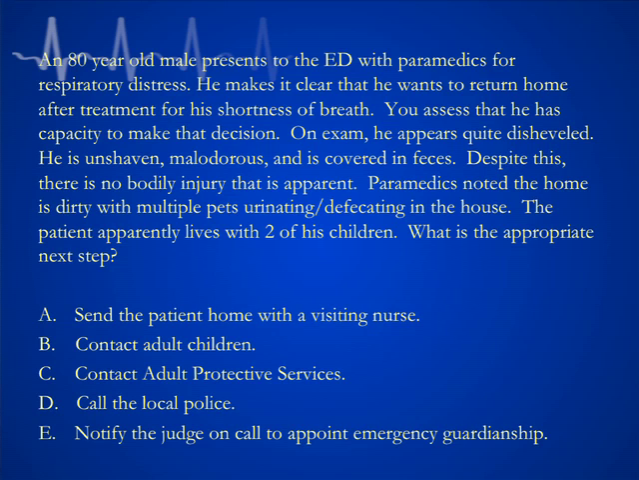Is it A, send the patient home with a visiting nurse? B, contact adult children? C, contact adult protective services? D, call the local police? Or E, notify the judge on call to appoint emergency guardianship? And we're going to start it up. Let's see what everybody picked. All right, overwhelmingly, C, contact Adult Protective Services. And I guess you guys did your homework. Yes, that is correct.